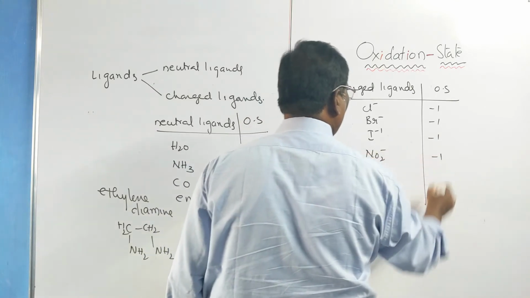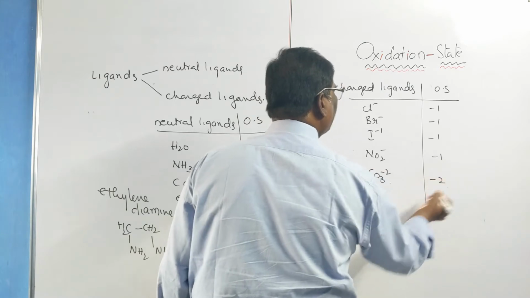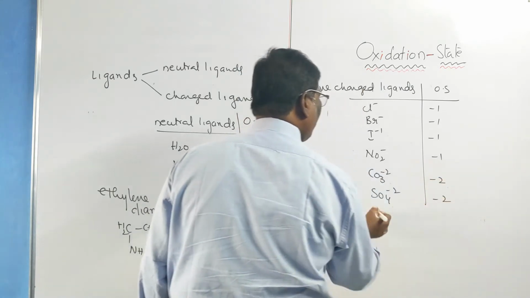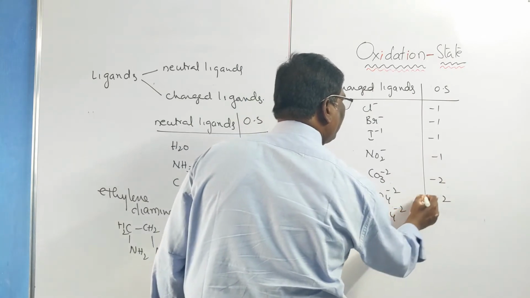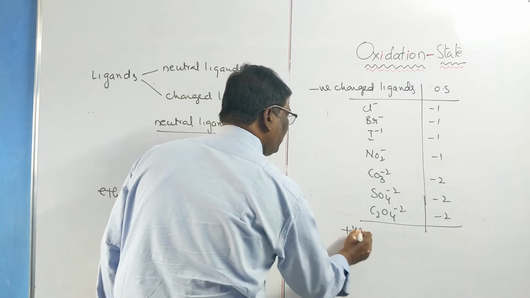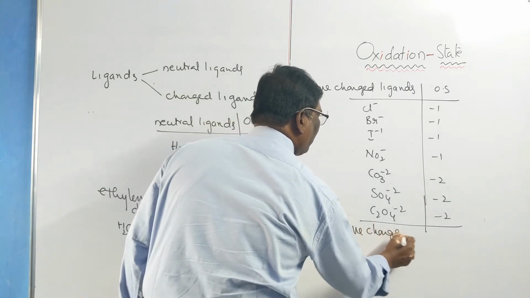NO2 minus, 1 unit of negative charge. Carbonate, 2 units of negative charge. Sulfate, 2 units of negative charge. Oxalate, 2 units of negative charge. Whereas generally we have only one positive charged ligand.